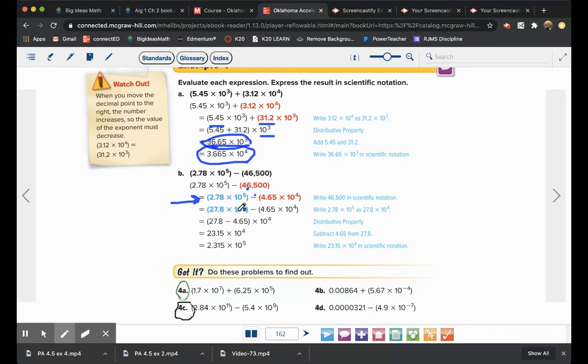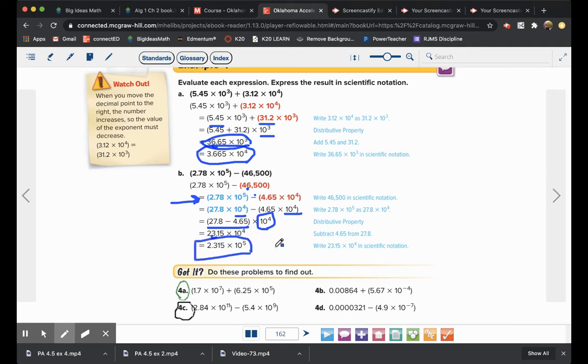So 27.8 times 10 to the 4th power minus this. So now that they are both times 10 to the 4th power, we can rewrite it and subtract. So I'm going to have 27.8 minus 4.65, and then we just have times 10 to the 4th power out here. Using your calculator, when you subtract that, you get 23.15 times 10 to the 4th power, but that is not simplified yet. That decimal needs to be behind the 2, so we're going to go back and add a place value. So it's going to be 2.315 times 10, since we added one place value, to the 5th power.